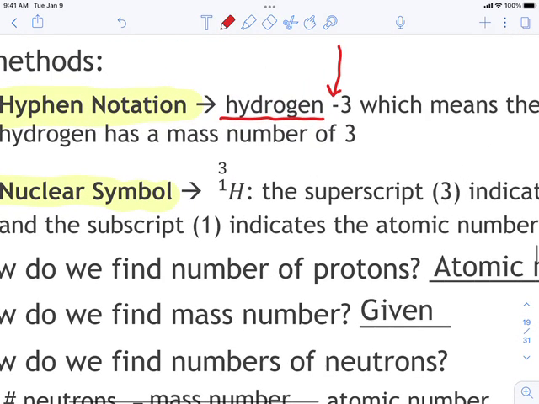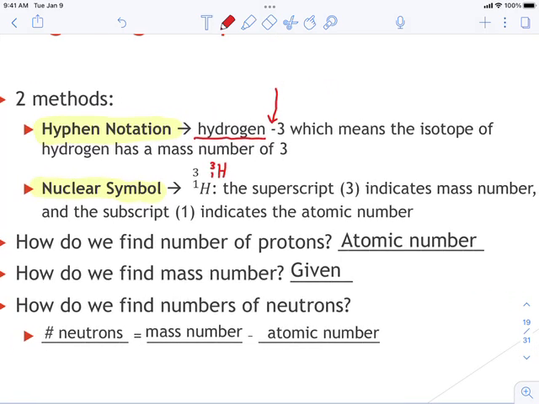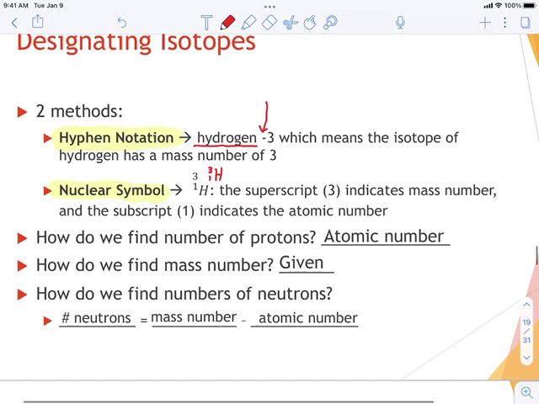Now, a little bit of a formatting issue here. This 3 and 1 should just be right next to the hydrogen and not up here. So you'd want it 3, 1. It doesn't have to be up like a superscript. The number at the top, the 3, tells us our mass number, and the number at the bottom, the 1, tells us our atomic number.